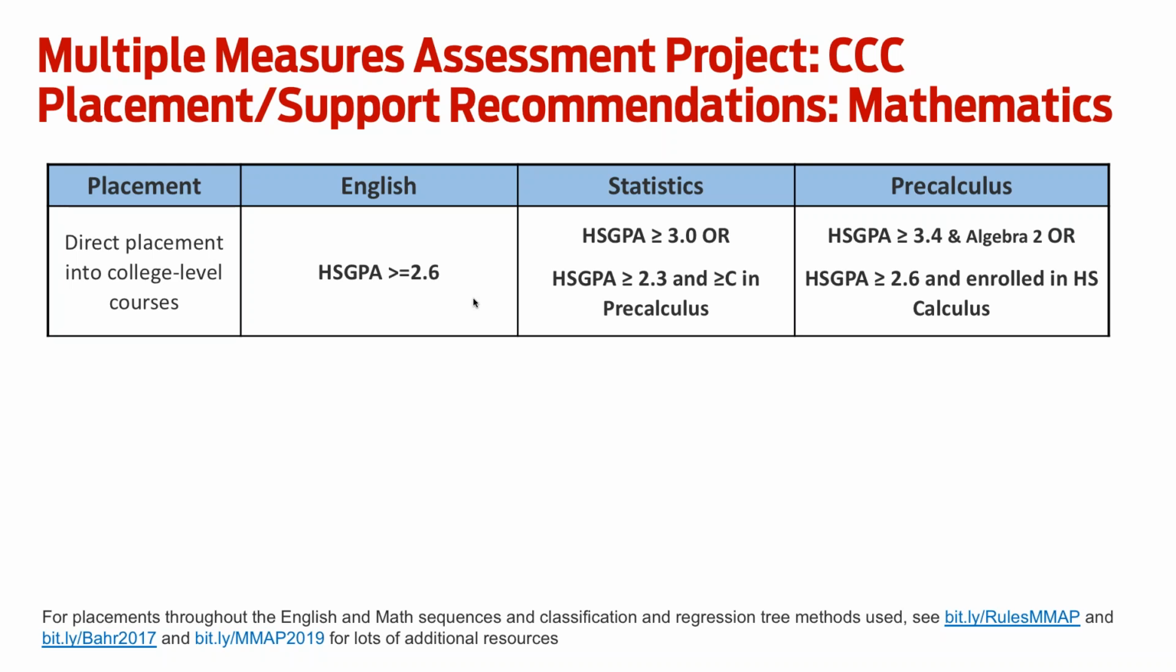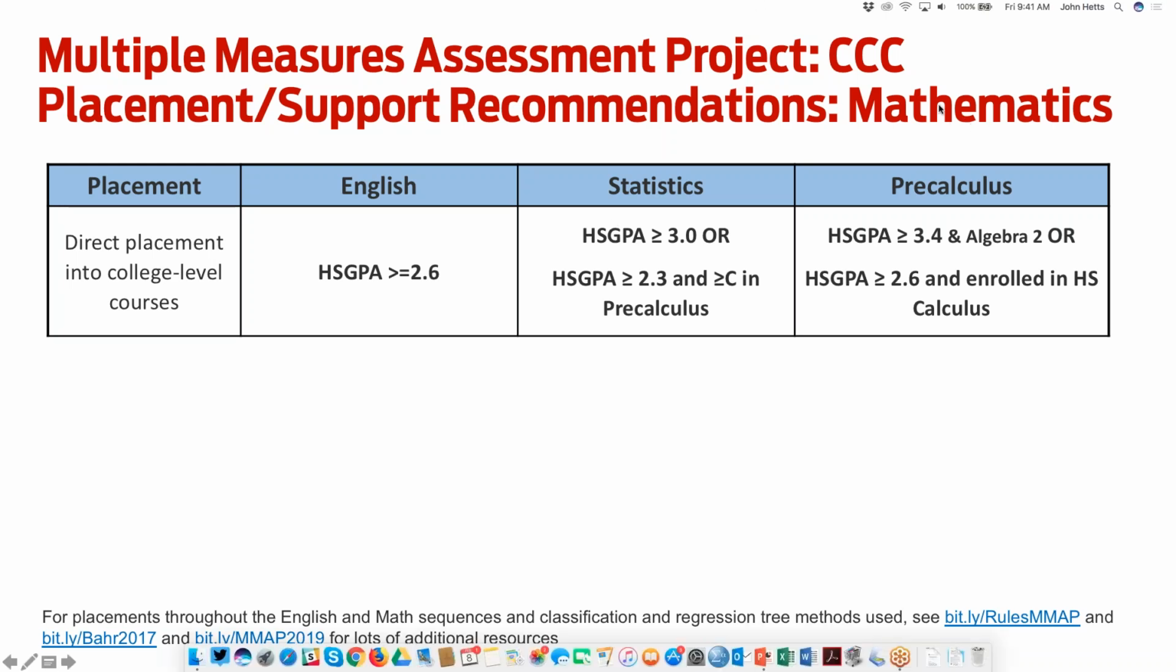I'm just going to call out 3 different entry-level college-level courses here. In English, statistics, for students on statistics or liberal arts pathway, and pre-calculus, which is one of our more rigorous college-level STEM entry points. So for students who had a high school GPA of 2.6 or better in high school, those students are likely to succeed in a transfer level English course, and so the argument is to put them directly in that course.